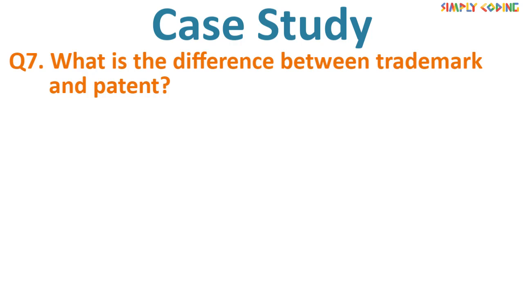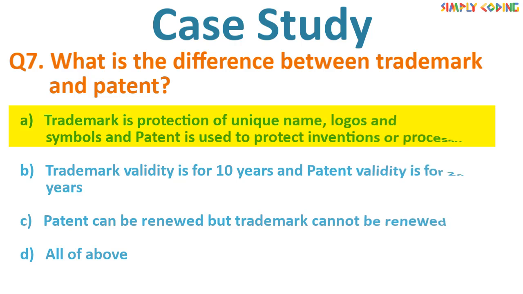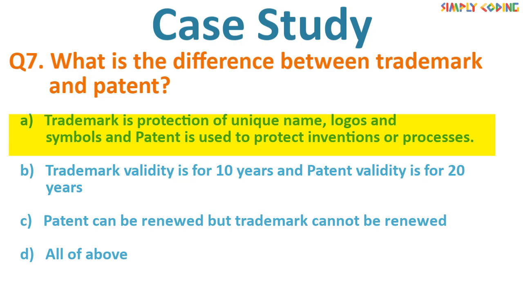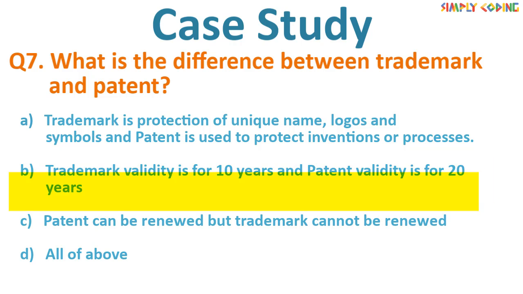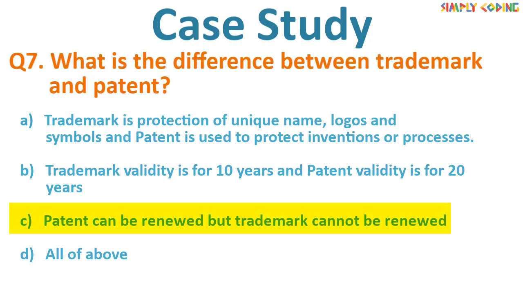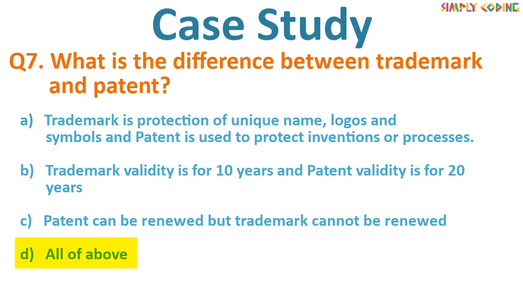What is the difference between trademark and patent? Trademark is protection of unique names, logos, and symbols, while patent is used to protect inventions or processes. Trademark validity is for 10 years and patent validity is for 20 years. Patent can be renewed, but trademark cannot. And all of the above. Here the correct option is D, which is all of the above. Here the question could also be to write what is trademark or patent, or to give the difference between the two. This completes our case study on IPR, plagiarism, and digital property rights.